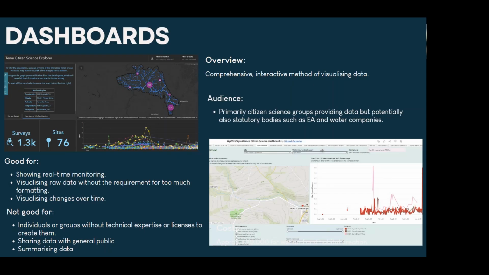So they're good for showing real-time monitoring and visualizing that raw data and changes over time, but they're not so good for relaying messages and sharing with the general public, or for providing summaries of data, like the scorecards give that really good overview summary. The dashboards are not so good for that, and they do require individual groups to have a certain level of technical expertise, and also sometimes licenses for them to be created. So there is that next level of commitment for doing something like that.